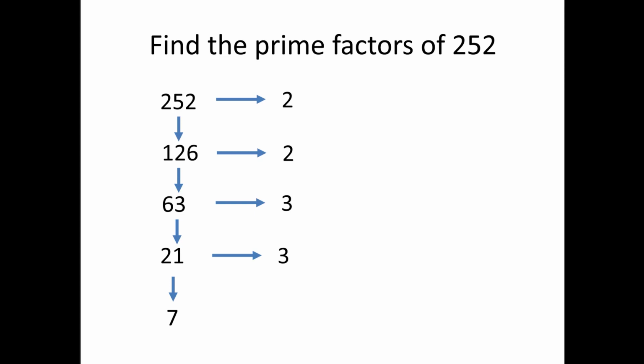7 is a prime number. When I get to a prime number, I stop. So that leaves me with the numbers 2, 2, 3, 3, and 7. So my answer is 252 equals 2 times 2 times 3 times 3 times 7.